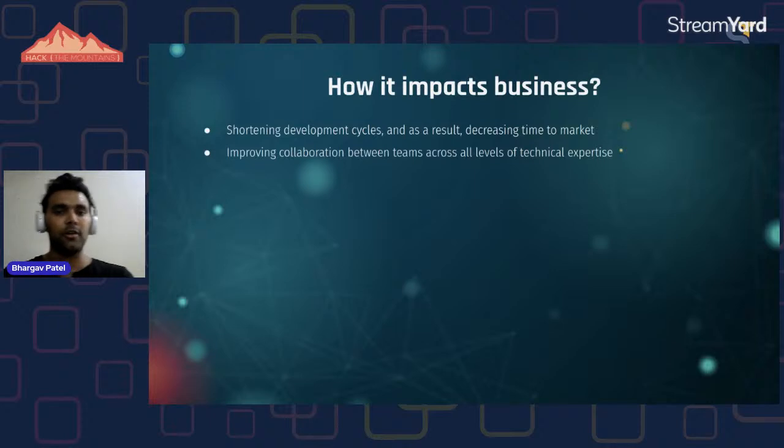Second thing is improving collaboration between teams across all levels of technical expertise. So the software engineer, machine learning engineer, data scientist, DevOps engineer, data engineer, everyone can work on this pipeline. They have different access control to this pipeline, but they can work collaboratively without hampering each other's work. Without working against each other, they can work collaboratively towards a single direction with less headache.